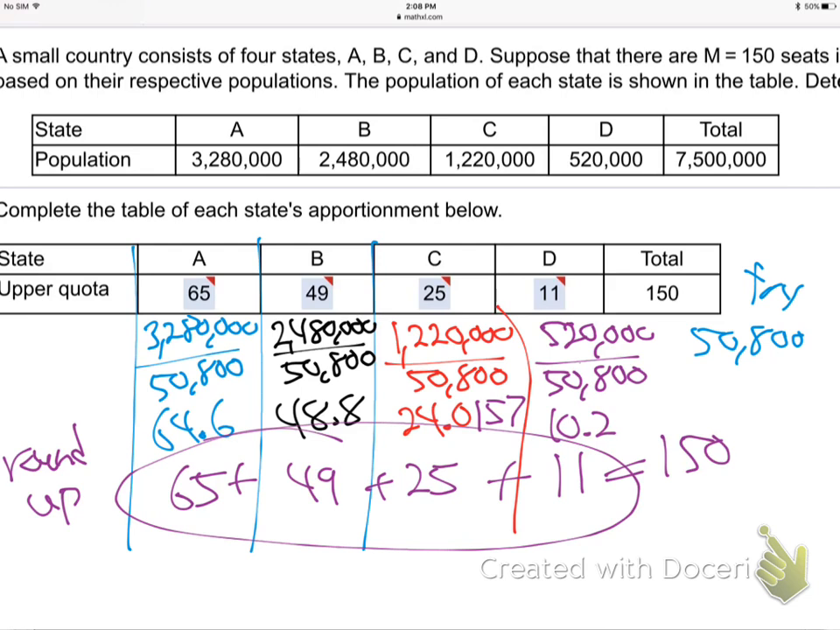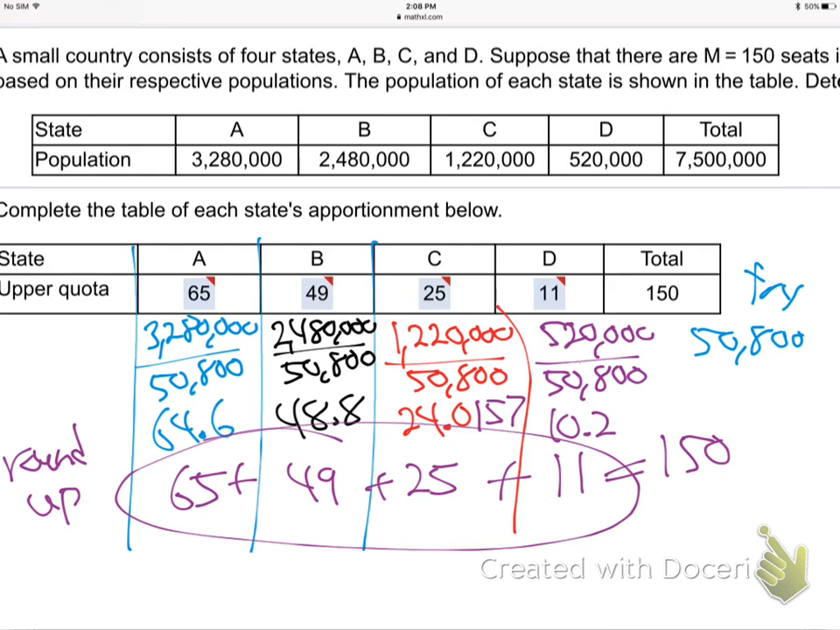Is this making sense? So Jefferson's method is all about going down. Lower standard divisor, round down. Adams' method, higher standard divisor, round up. Just keep fiddling with it till it comes out to be the right number of seats. So Jefferson and Adams both thought the problem is we need to round everybody the same way. Like everybody down for Jefferson, everybody up for Adams.